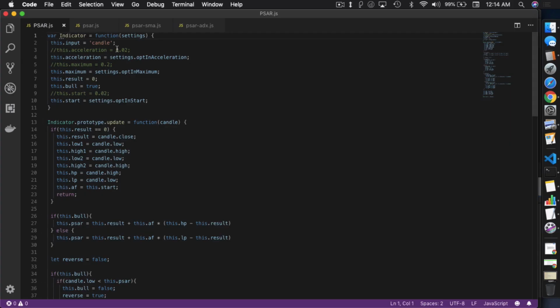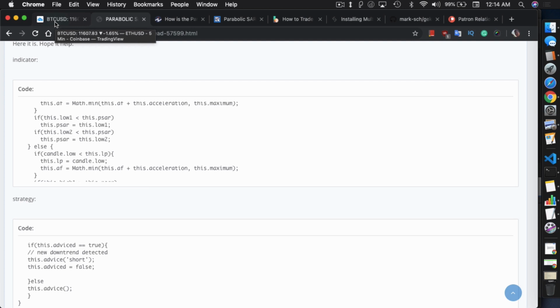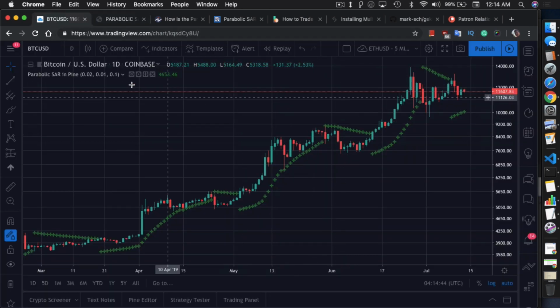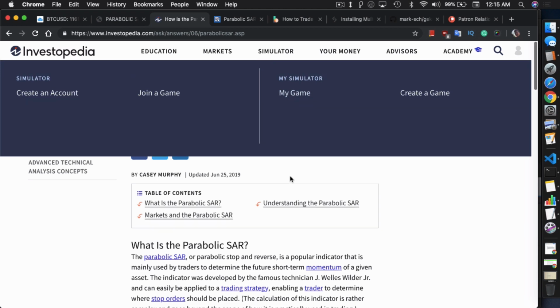It's very straightforward actually. It shows you the three things that it really needs in terms of the indicator. It needs the acceleration, the maximum, and the start. So I tweaked the chart on TradingView a little bit. The settings are 0.02 for the start, 0.01 for the increment, and 0.1 for the max. As I mentioned before, if you read these articles, they'll explain what each of those things are.